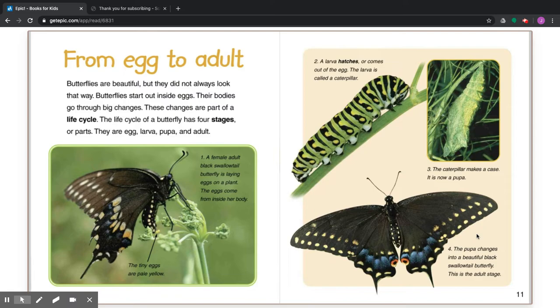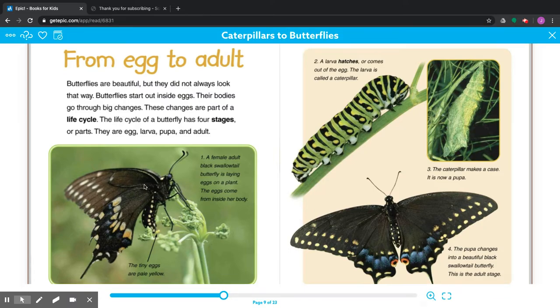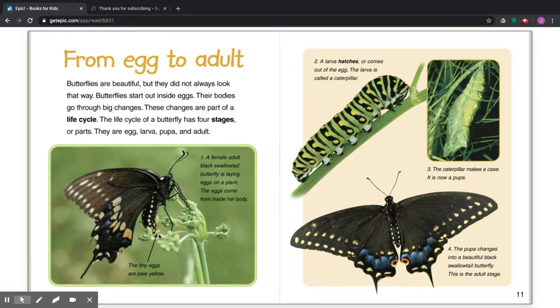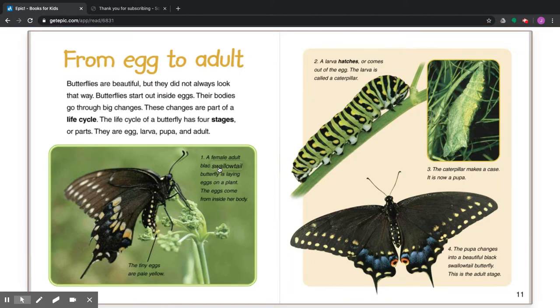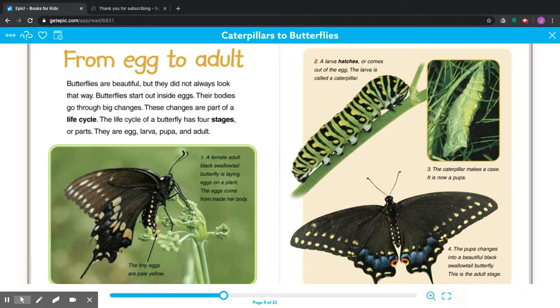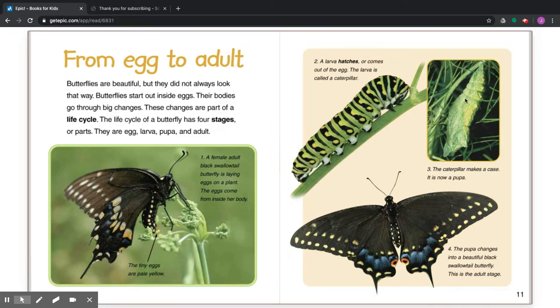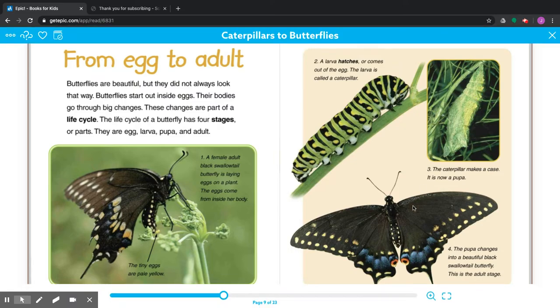So, just to be clear, a butterfly lays an egg. So this butterfly is a black swallowtail butterfly. So when it hatches and becomes a caterpillar and then changes into a pupa and forms a chrysalis, when it comes out of the chrysalis, then it is a black swallowtail butterfly.